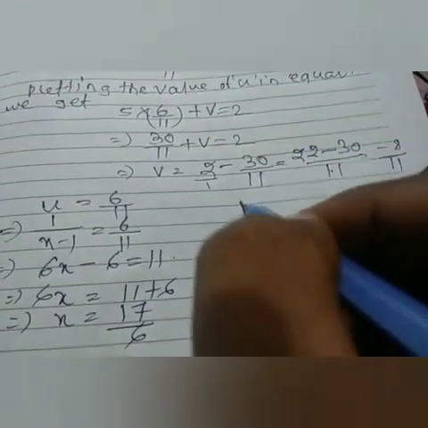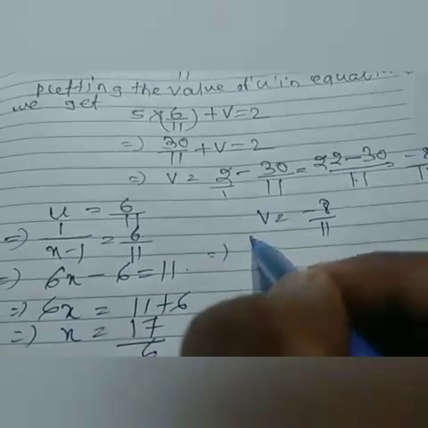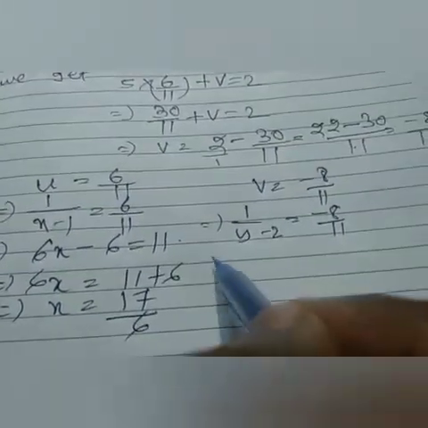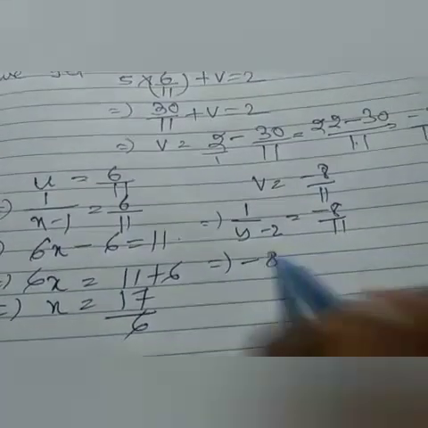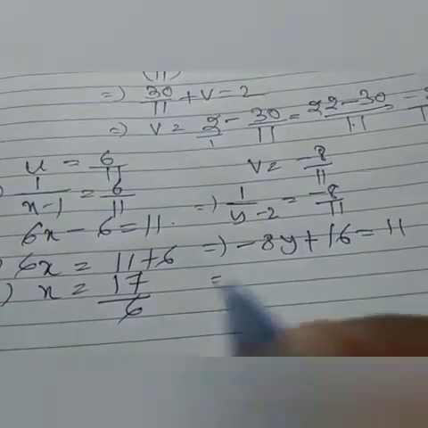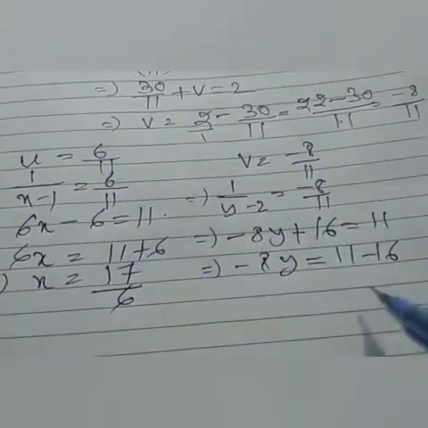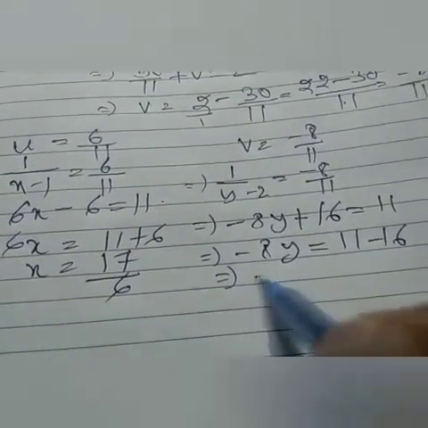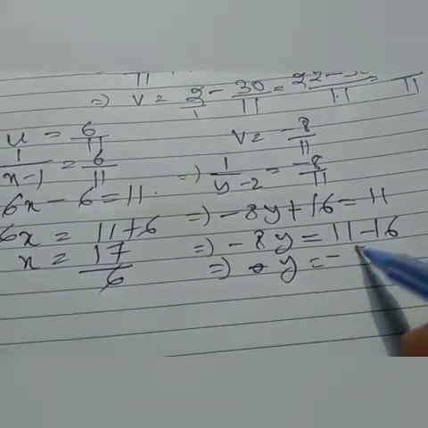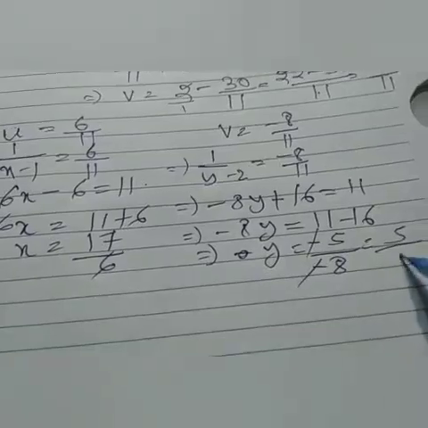Here also v equals minus 8 by 11. v as 1 by y minus 2 equals minus 8 by 11. Then minus 8y plus 16 equals 11. Minus 8y equals 11 minus 16. y equals minus 5 by minus 8, which is 5 by 8.